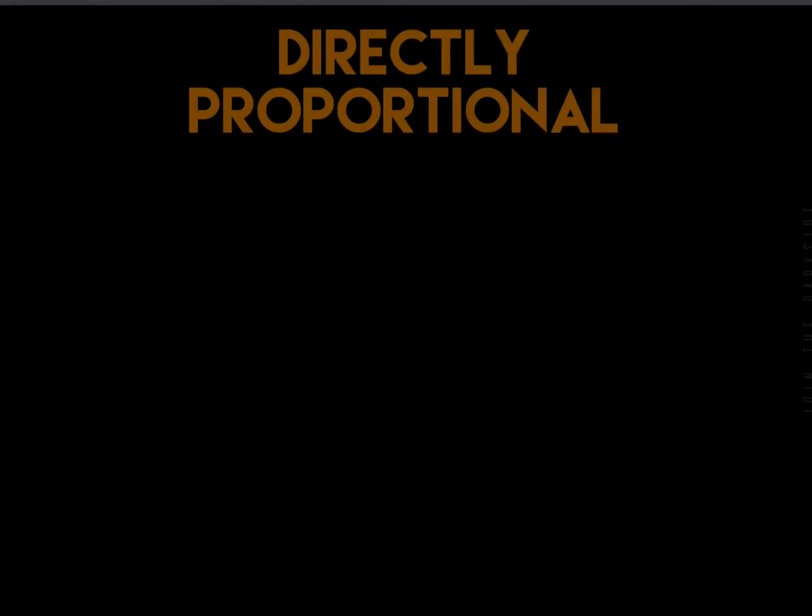Hello everyone, so today we're going to learn about direct proportionality. What is direct proportionality? What do we mean when something is directly proportional to something else? Directly proportional means that as one amount increases, another amount increases at the same rate. So it's basically a constant increase.